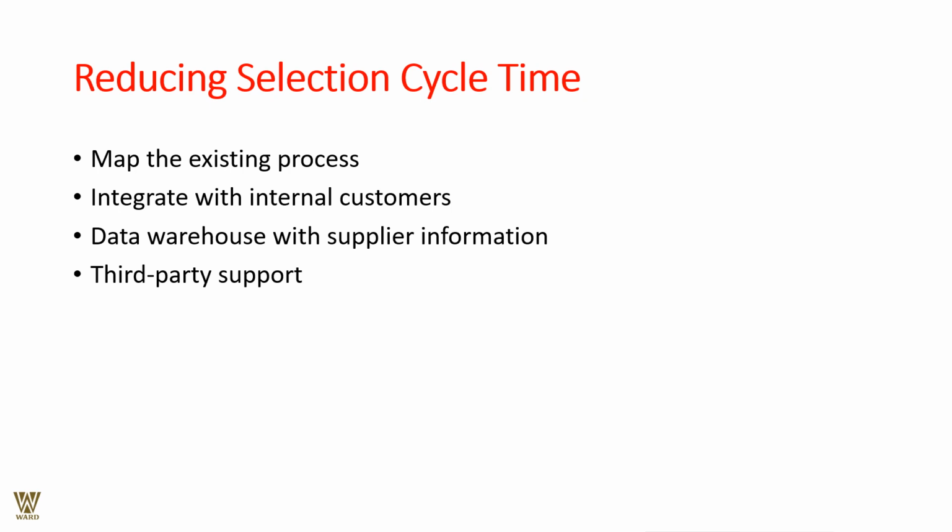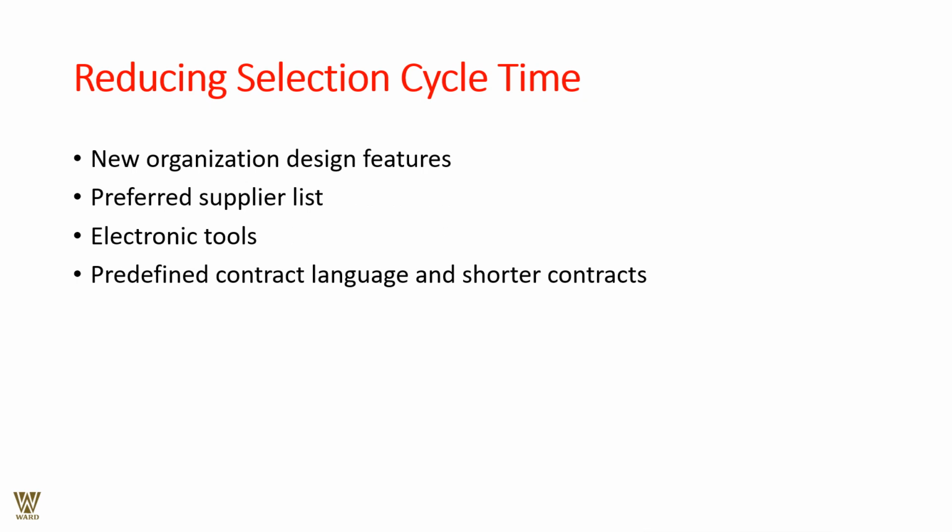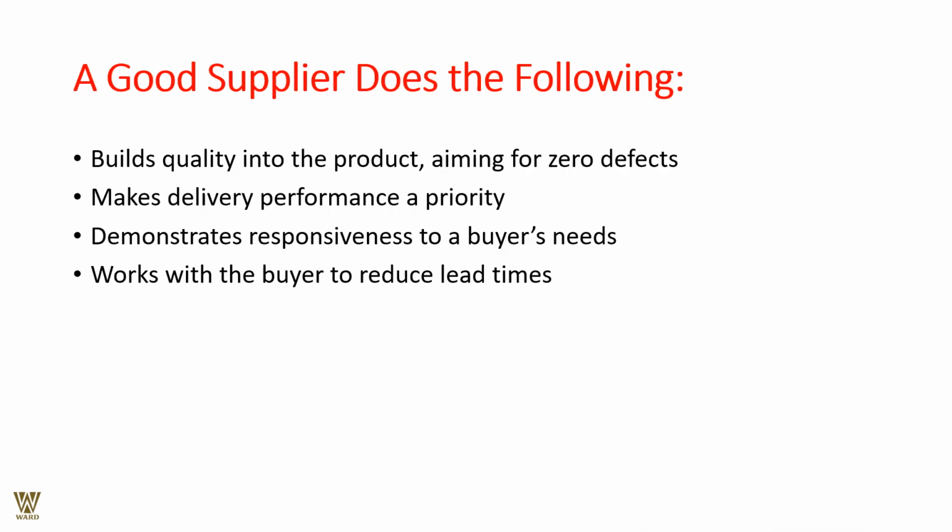Map the existing process, and I have told you how to map the process with the table. Integrate the internal customers. Internal customers are no one else but your employees, your existing suppliers, no one else but those who know how to do business with you. Data warehousing and supplier information, third-party support, new organization design features, a preferred supplier list, and electronic tools help you make quick decisions.